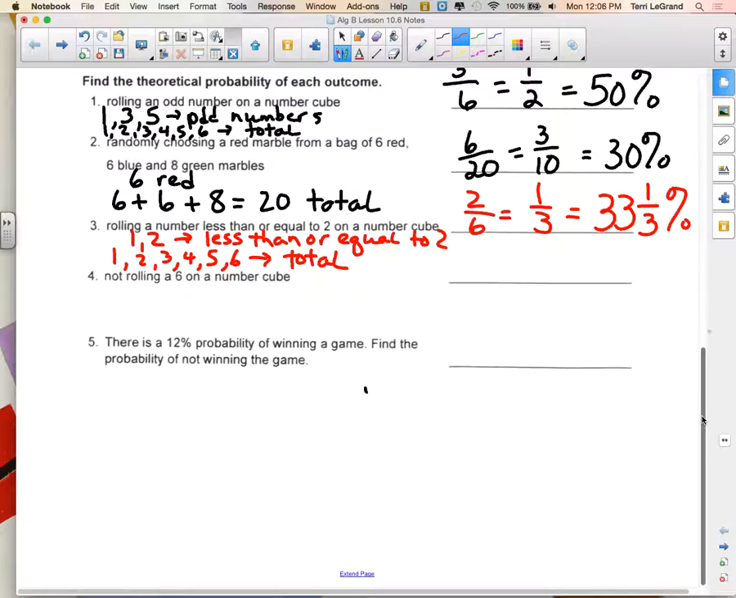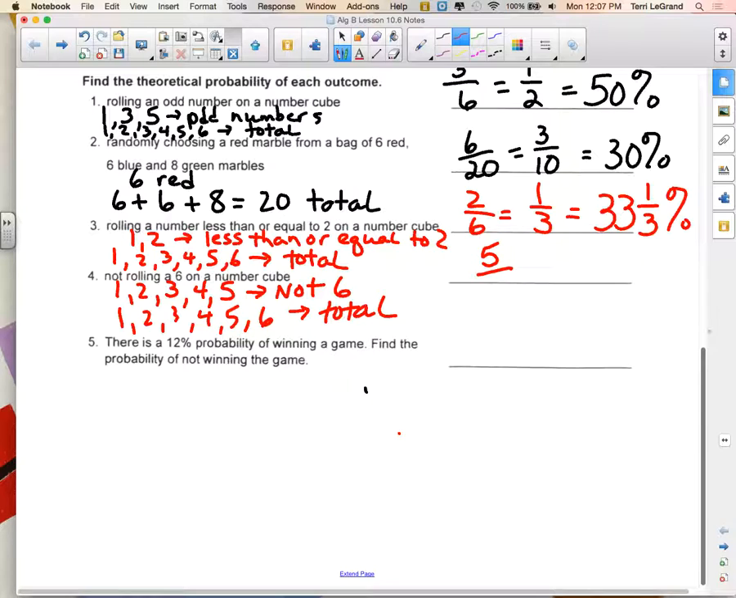Oh, well, okay, let's check that out. So not rolling a 6, we're saying we could roll a 1, 2, 3, 4, and a 5. Those are all not 6, right? That's what we want, not 6. And then there are still our 6 numbers on a number cube. They all still count, and 6 counts as in our total. So we have 6 total, and we have 5 that are not 6.